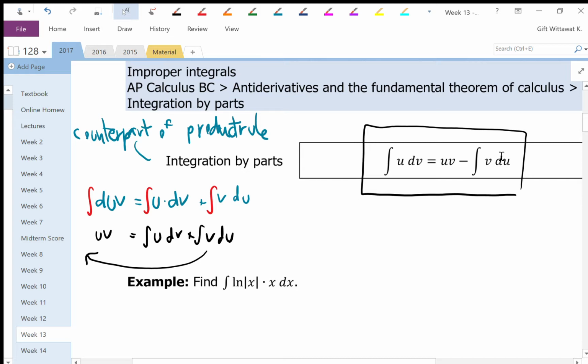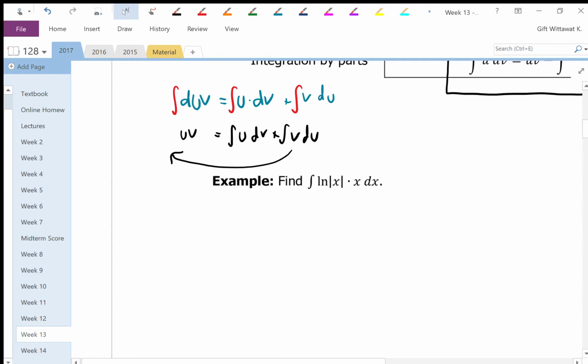Now, typically, the hard part in applying the integration by parts technique is deciding what is your u and what is your v. So, let me actually do an example here. I'd like to find the integral of log of x times x dx.